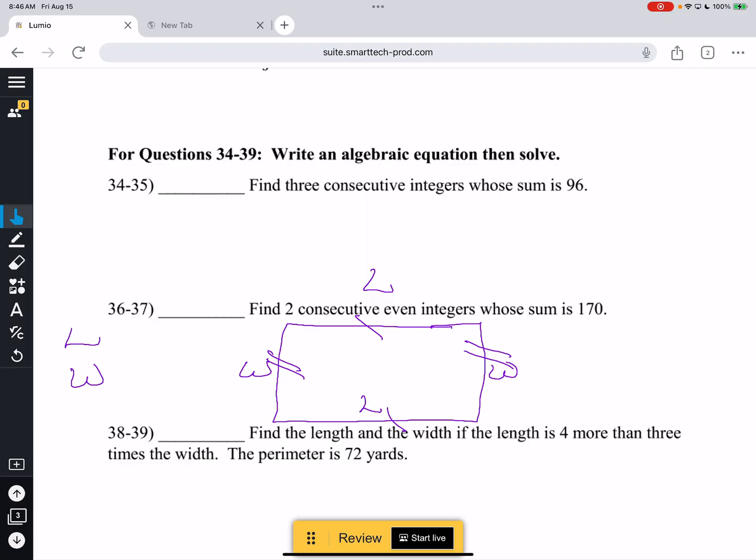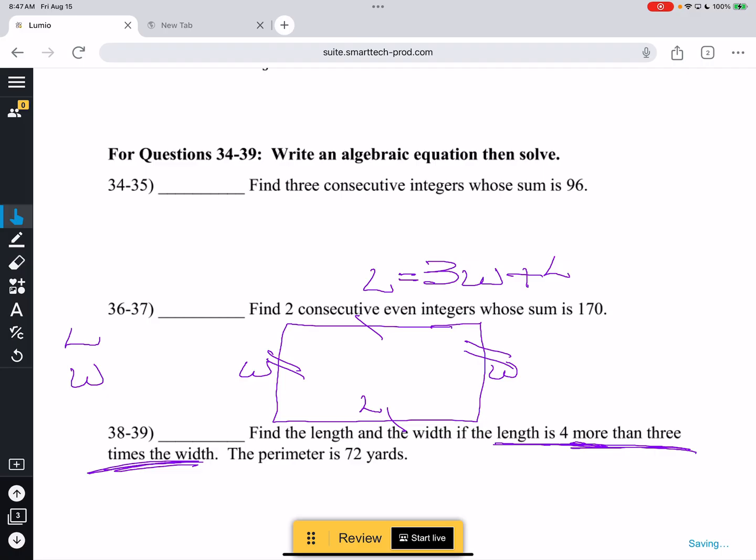What is the word "is"? What does it mean? What symbol? Equal. Good, Lane. So we have right here, it says length is. So I'm going to go up to this L and I'm going to put an equals. 4 more than 3 times the width. How do I write that? 4 more than 3 times the width. 3W plus 4.